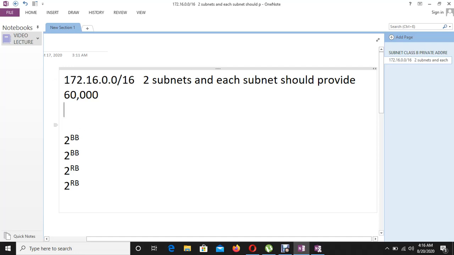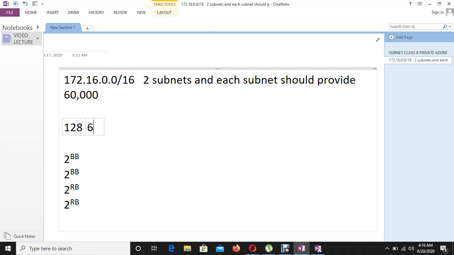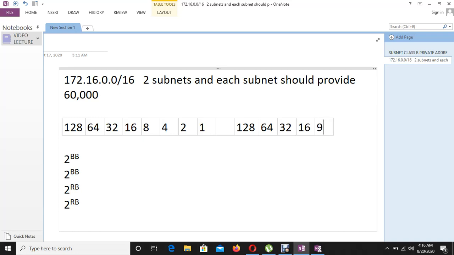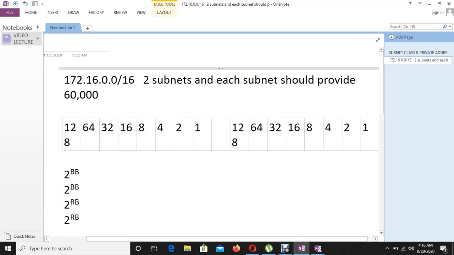So what we will do right now is go with the table that we were using before. 128, sorry, I'm using dot. 64, 32, 16, 8, 4, 2, 1. I'm going to have to do that again because it's class B. So we have 128, 64, 32, 16, 8, 4, 2, and 1. So basically this is exactly what we are going to do.